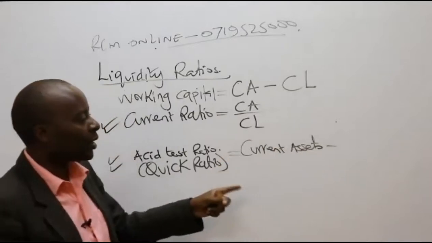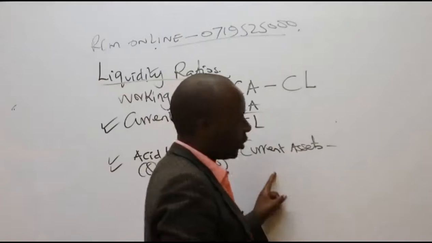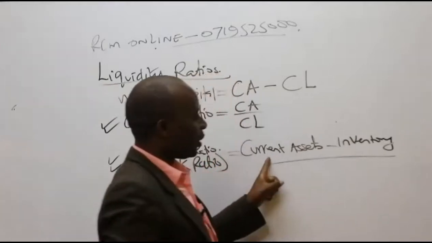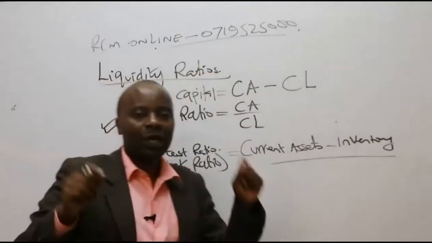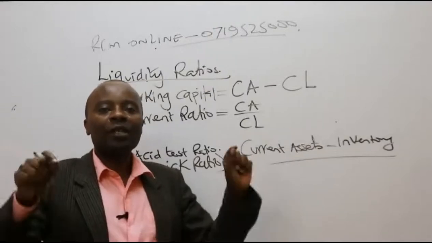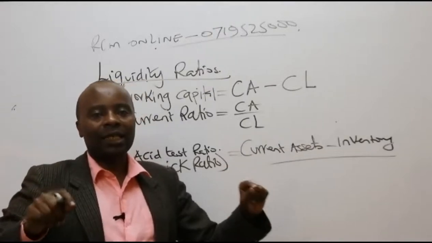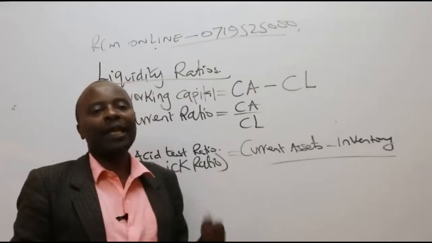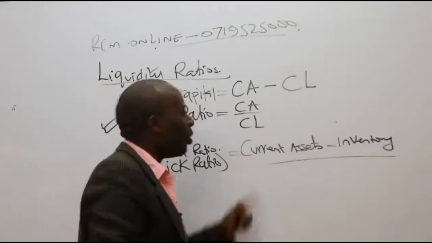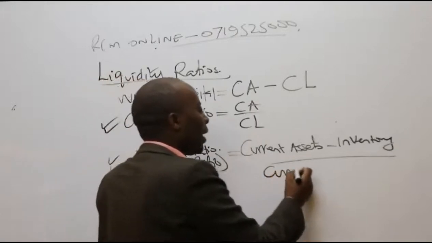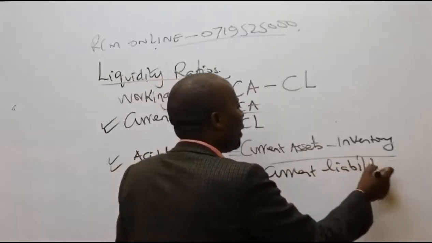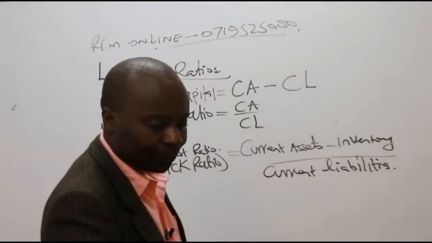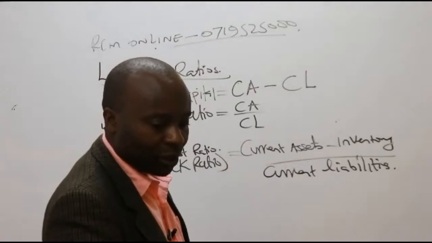So that is the asset which we normally remove from the current assets, which is basically what here? Inventory. Closing inventory has to be subtracted from the current assets for us to remain with liquid assets. Those assets that just by a touch of a button, we can easily get what here? Money out of them. All over the denominator remains. All over the current liabilities.